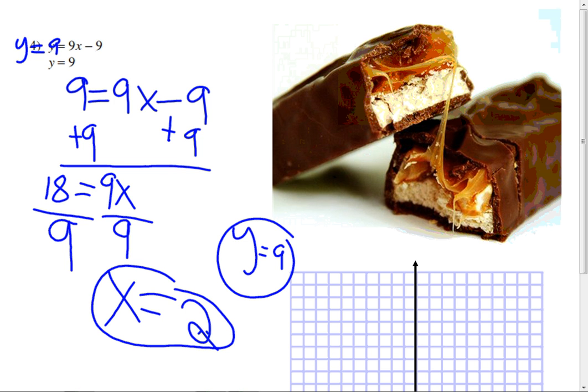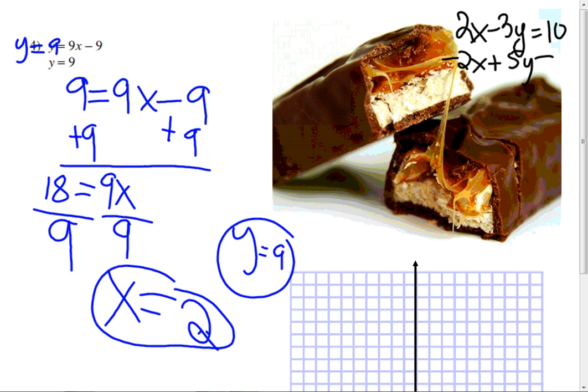We could have harder problems than this. We could have them so they look like this: 2x minus 3y equals 10, and minus 2x plus 5y equals 2 or something like that. We could have them like that, you guys, and substitution then here is harder because you have to solve for y. In this class, we're not going to do that, so be thankful.